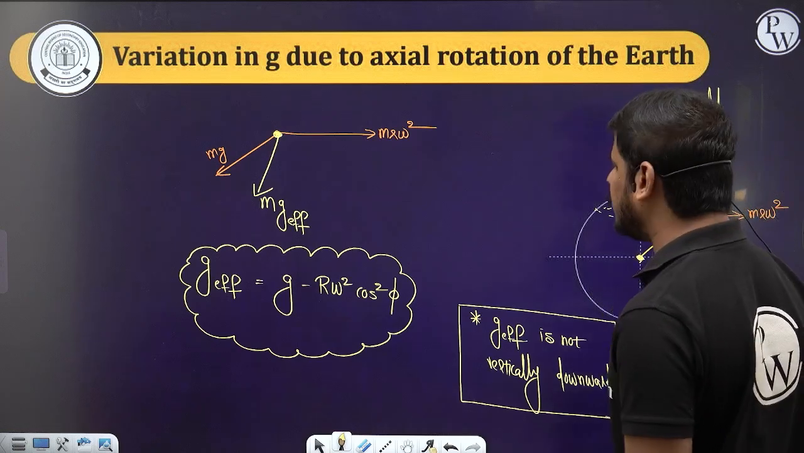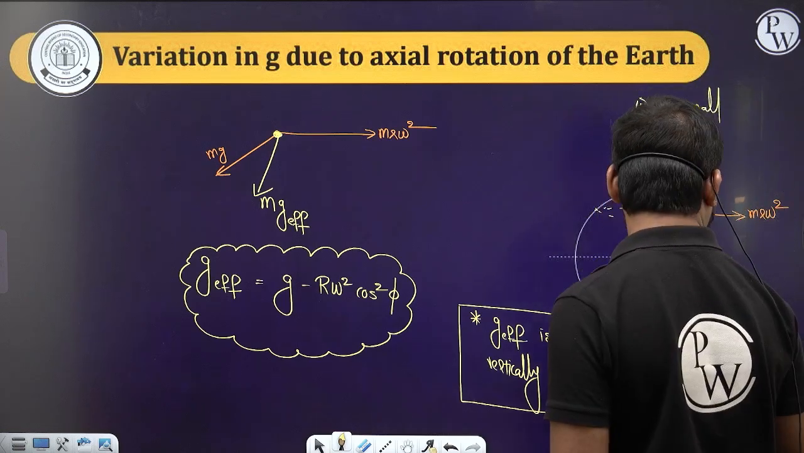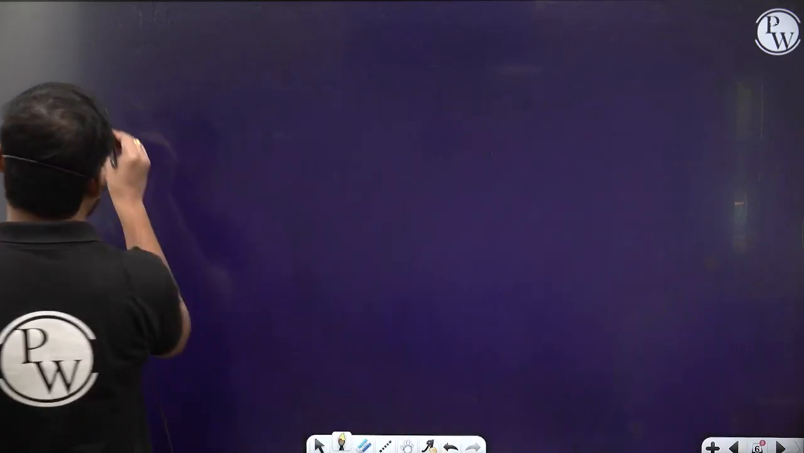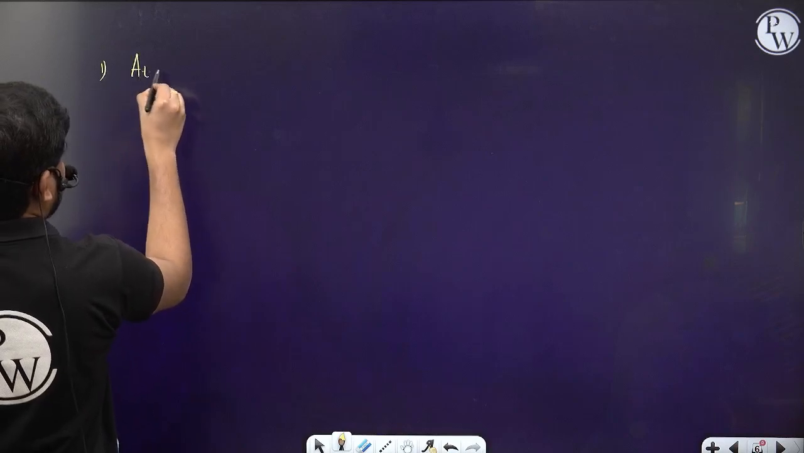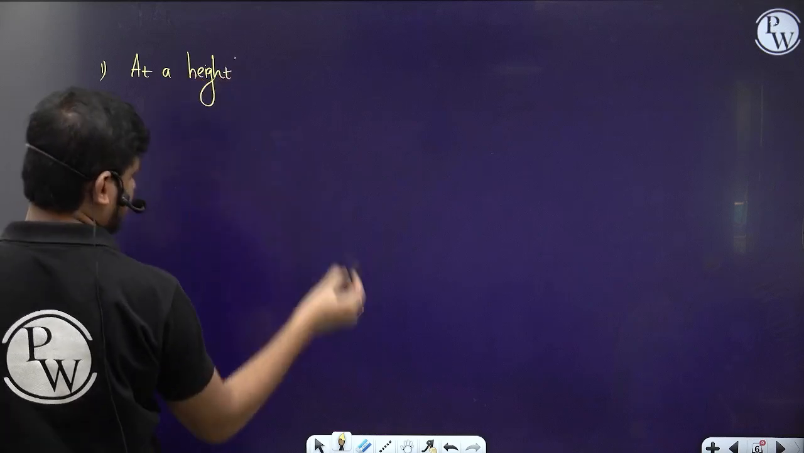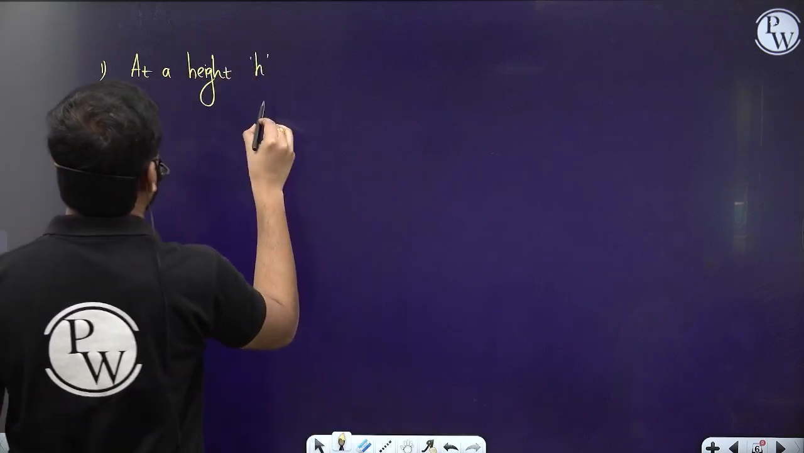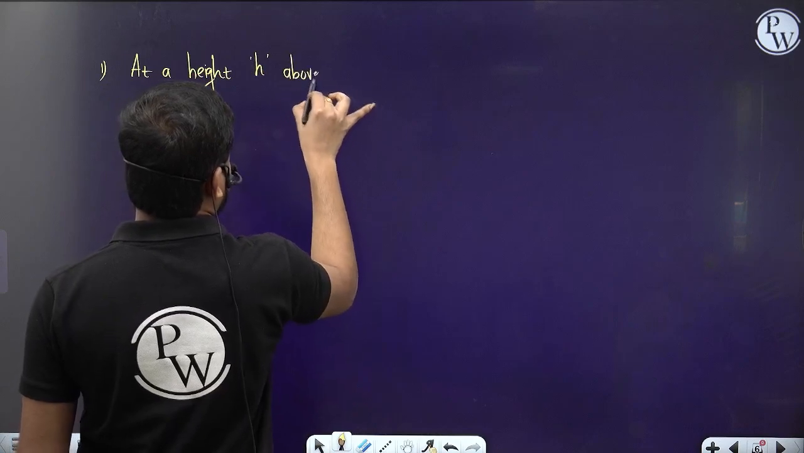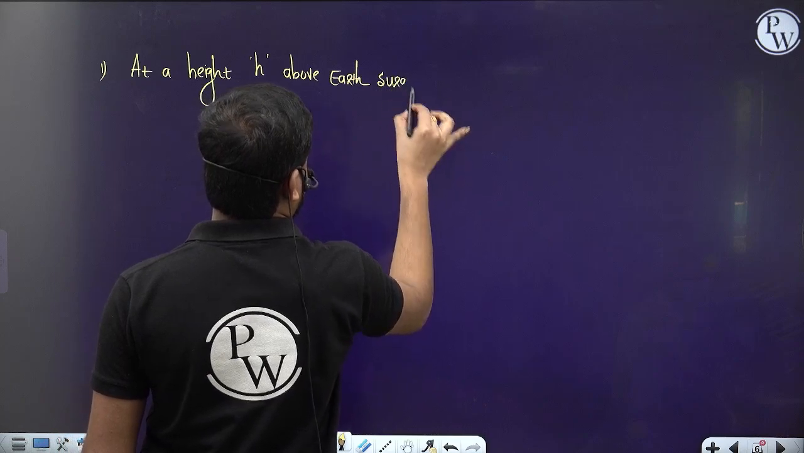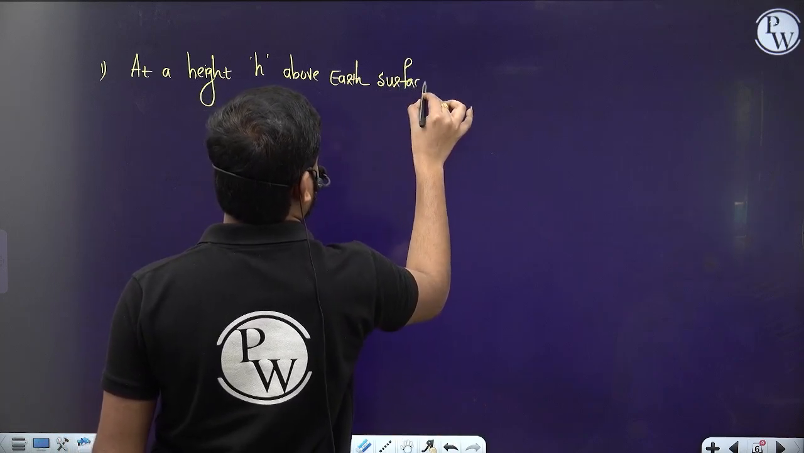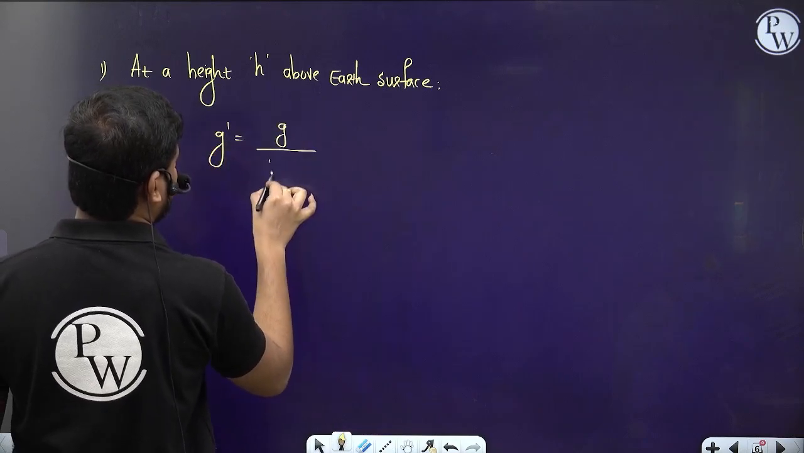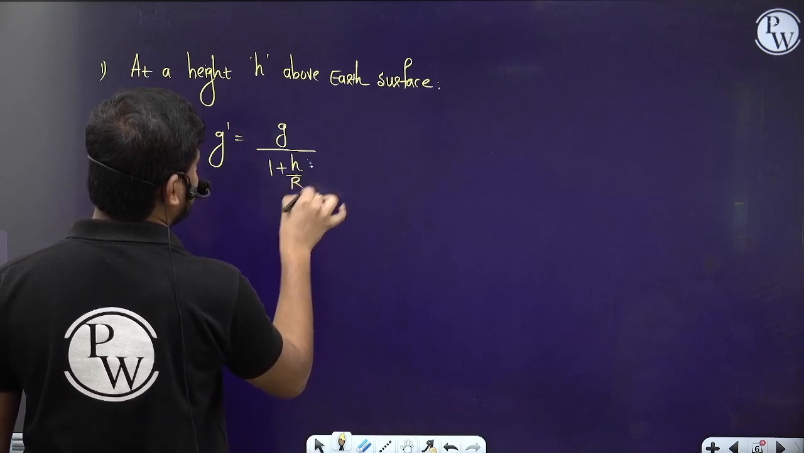Chalo. You can write all four cases at one place: how the acceleration due to gravity is changing due to all four cases. The first one, at a height h above the earth surface, how does the g value change? The g value is g by 1 plus h by r whole square.